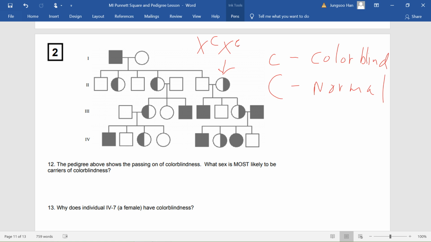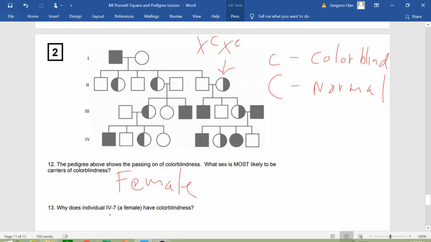There are no half shaded squares. For sex-linked pedigrees, it is impossible for males to be carriers. That's for sex-linked, not for the autosomal ones. Males only have one X chromosome and one Y chromosome, so it's impossible for them to be carriers. So the answer for this would be female.